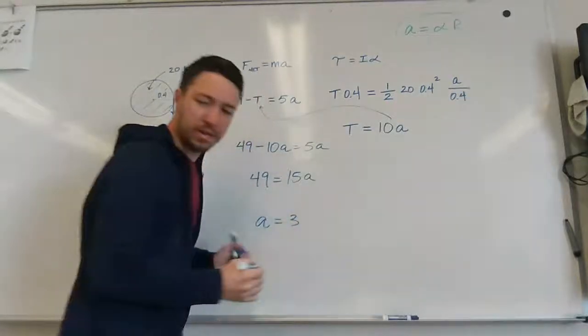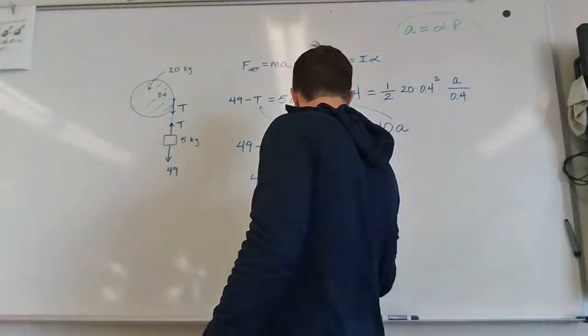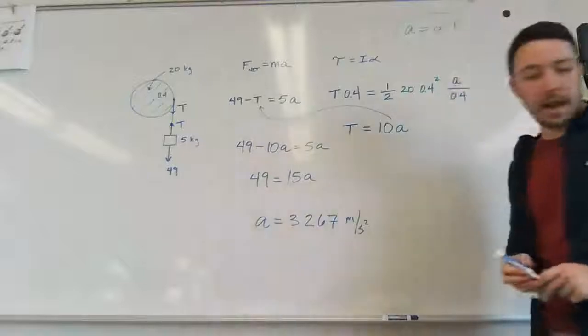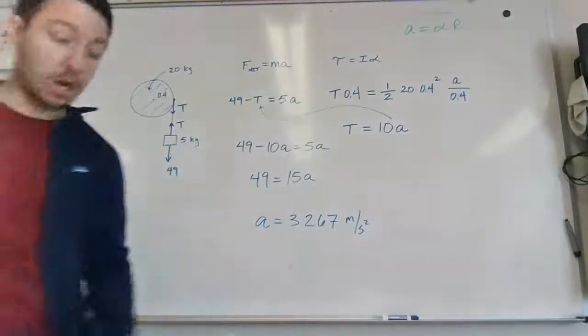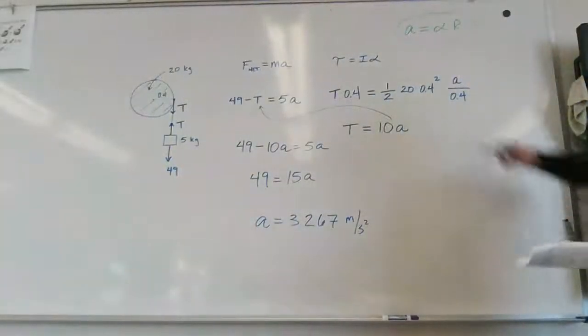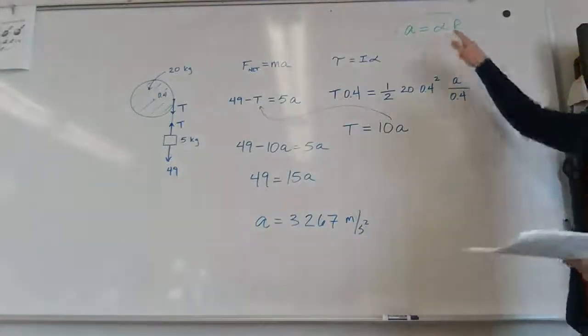So you get 3.26666. Okay, there we go. Now don't forget, it also asks for the angular acceleration of the disk. So to get the angular acceleration, simply divide your A value by R.